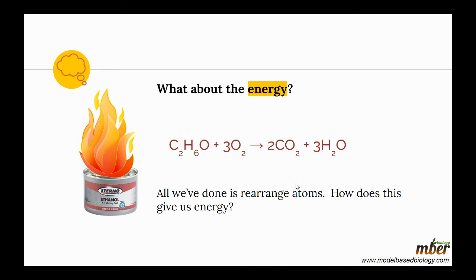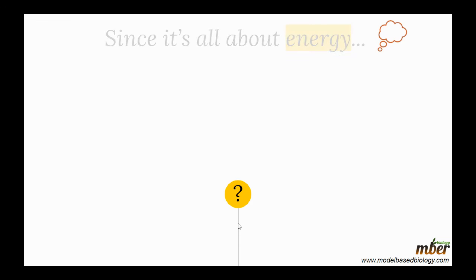Okay, so what about energy? This is the chemical reaction that we used when we were talking about the combustion of ethanol, right? So ethanol plus oxygen reacts, we get fire, and it's rearranged into carbon dioxide and water. So all we've done is rearrange the atoms, but how does this give us energy?